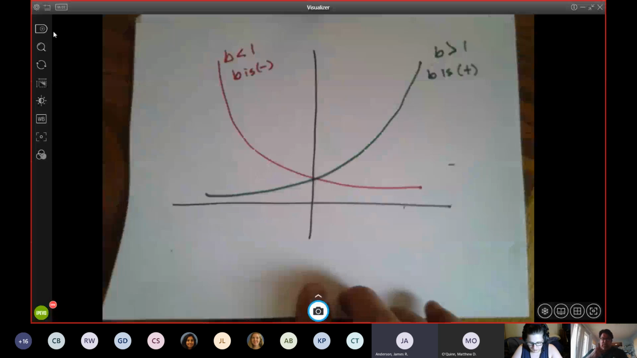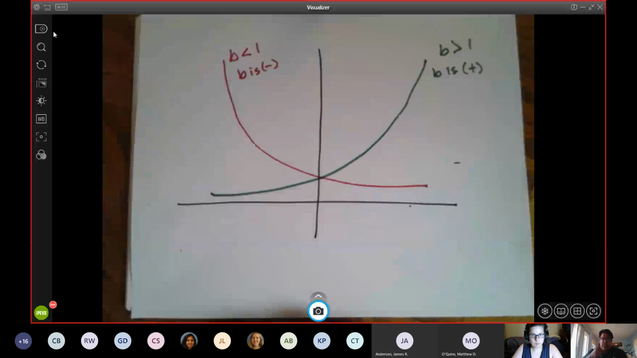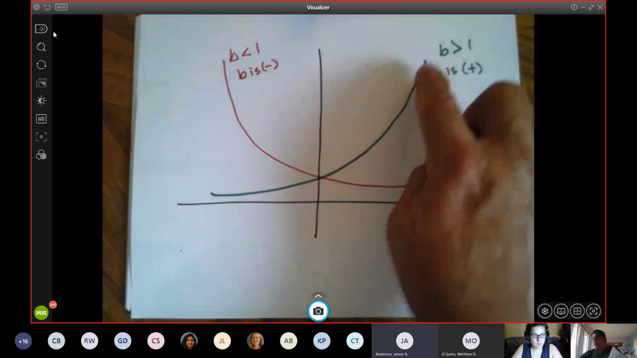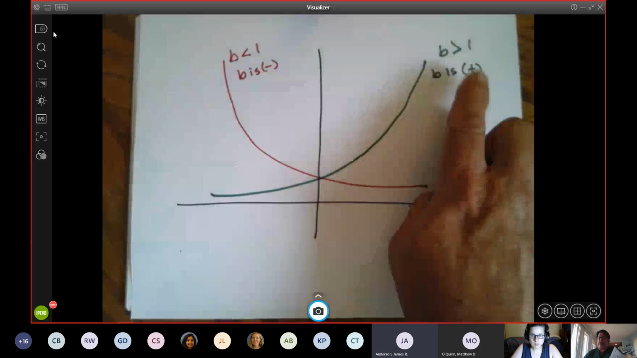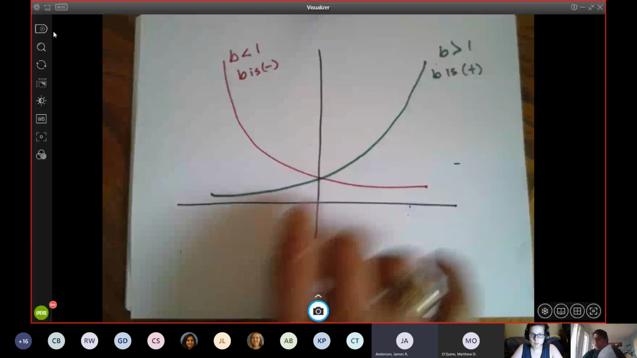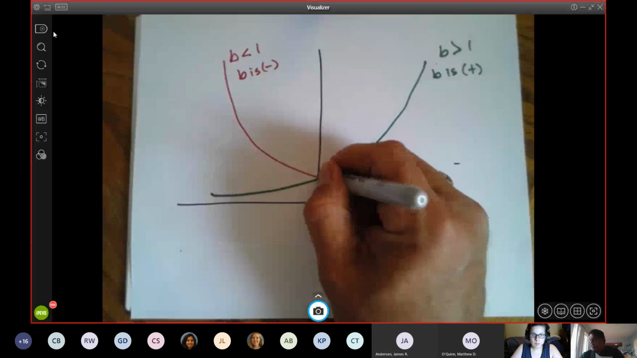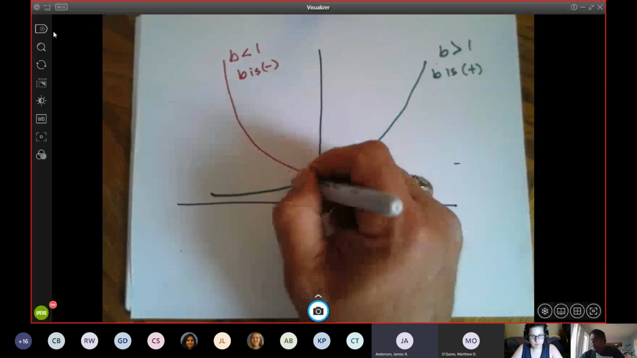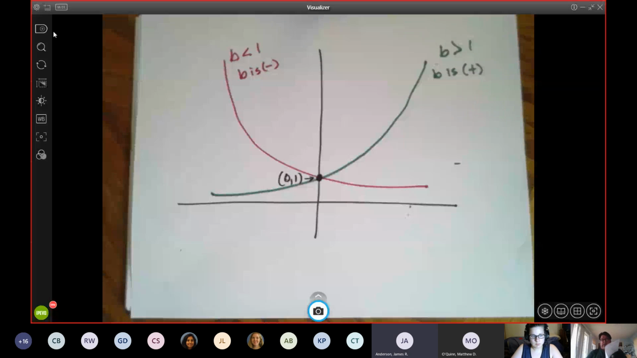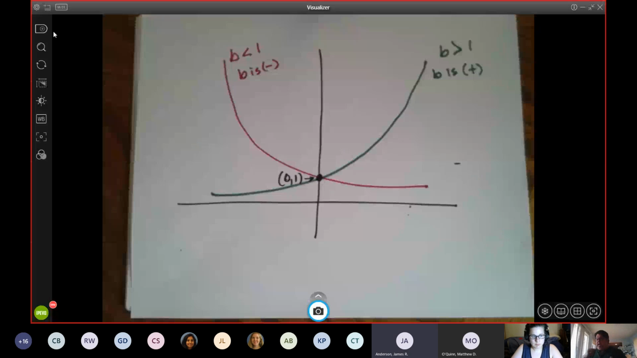Also, be aware of the graph on your family of graphs. The green one usually is when b is greater than 1. That's an increasing function crossing at 0, 1. That's the key. When you see that 0, 1 right there, that means they're talking about exponential. So make sure you make a note of that.